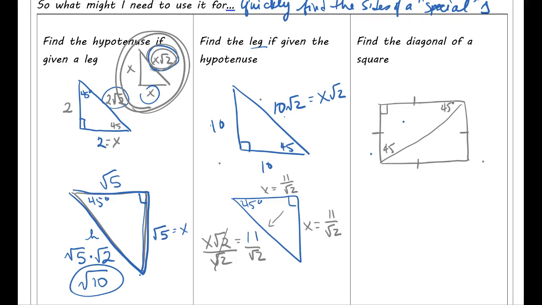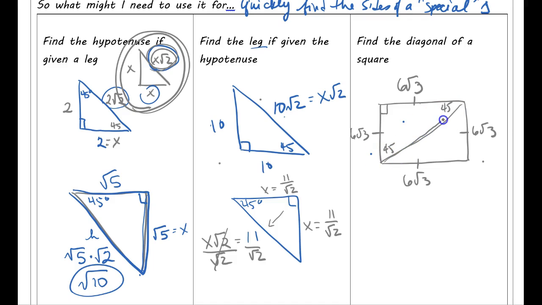So you might be told, okay, you have a square and the side length is 6 root 3 or something random. Or it could be a decimal, or it could be a fraction. I don't know. But if you know that that's 6 root 3, you know that everybody is 6 root 3. And you're asked to find the diagonal.